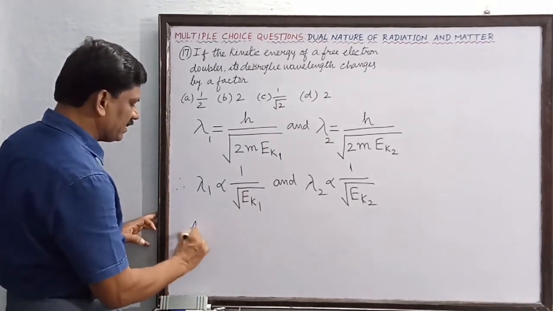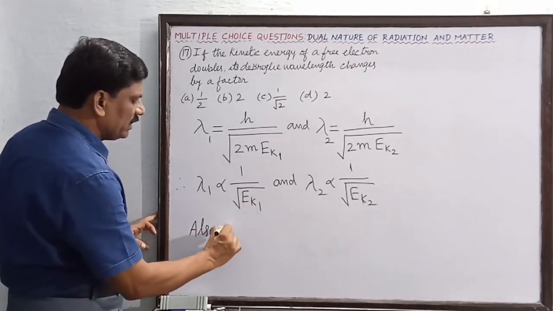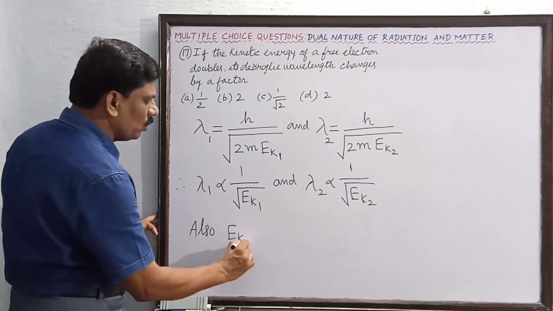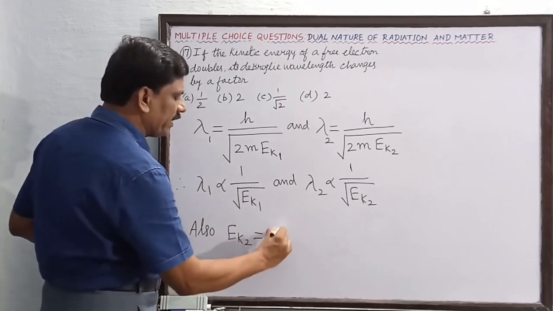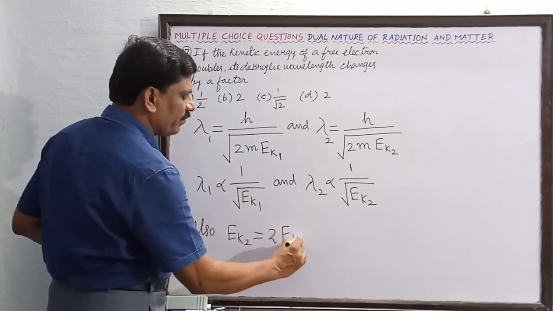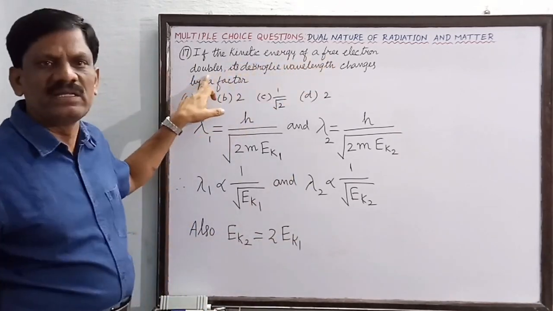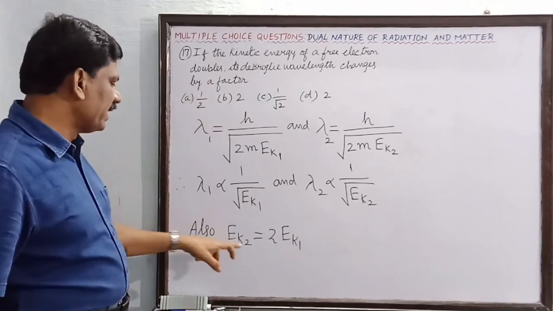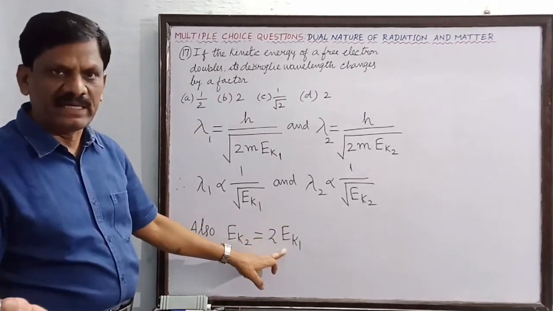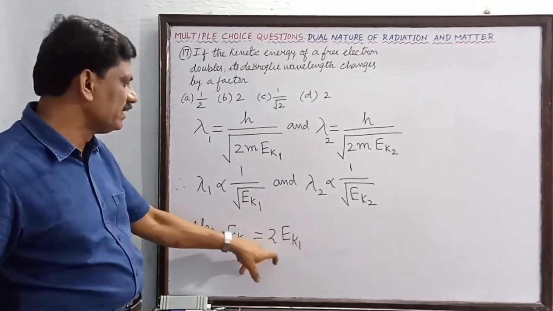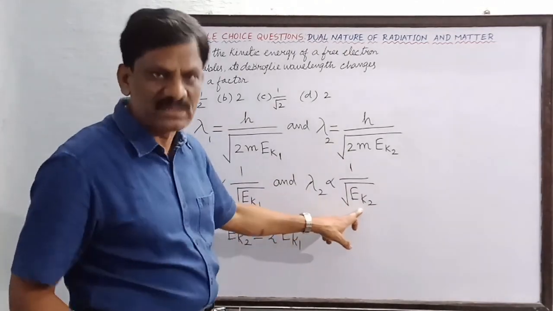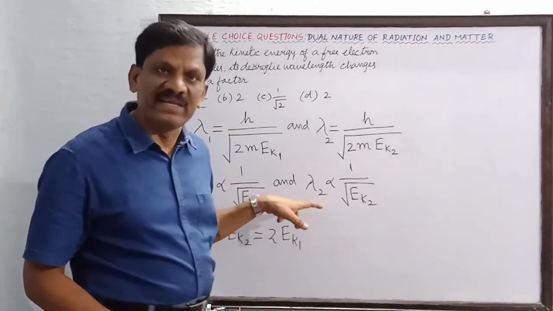Also it is given that E kinetic 2 is equal to 2 times E kinetic 1. Because they have mentioned if the kinetic energy of the free electron is doubled. So E kinetic 2 must be 2 times E kinetic 1. I am going to substitute this inside the second expression. Okay students? Before that I will take the ratio.